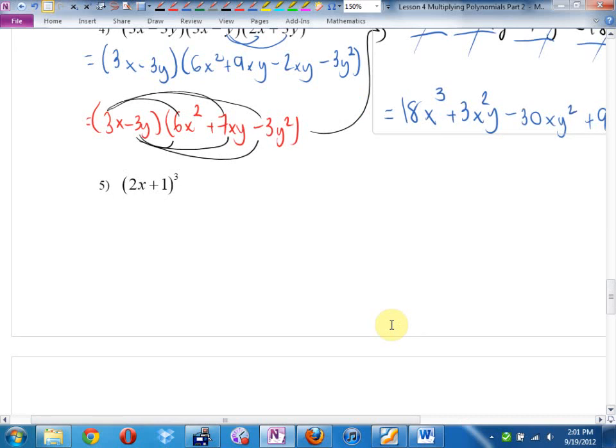Hey, what does number 5 mean when they write that? What does that cubed outside the bracket really mean? 2x plus 1. No, 2x plus 1.